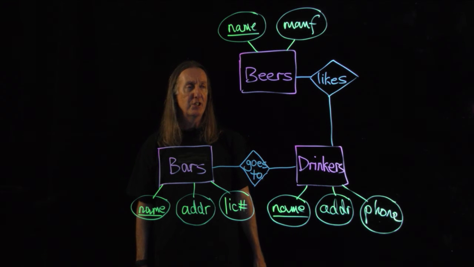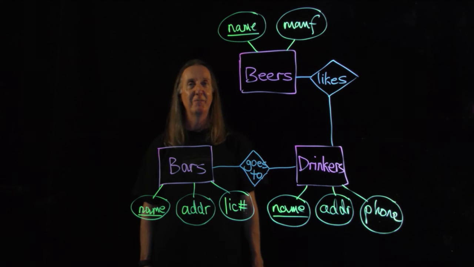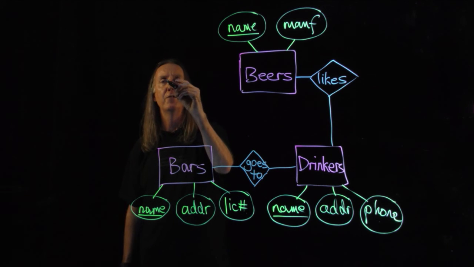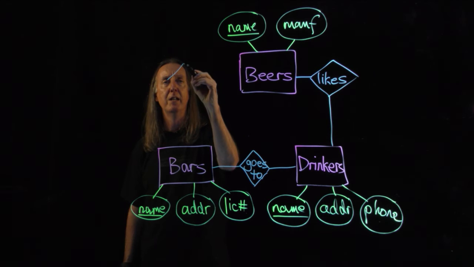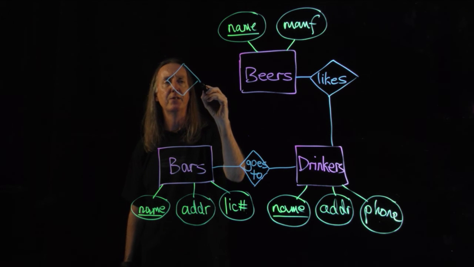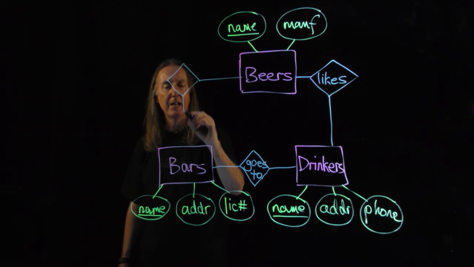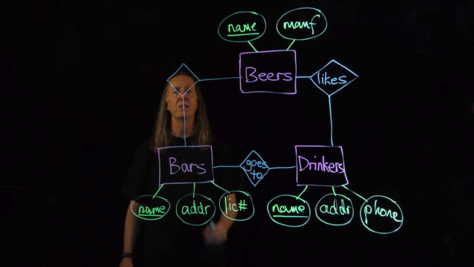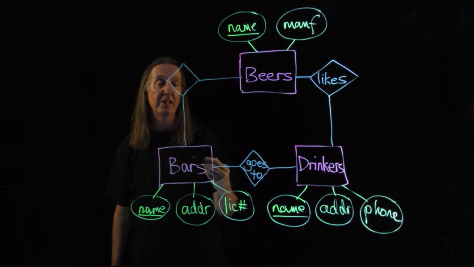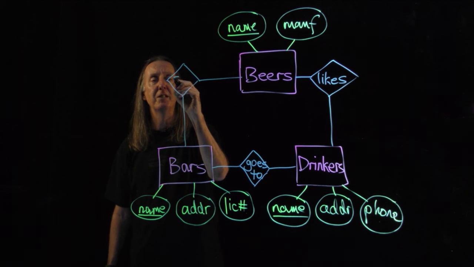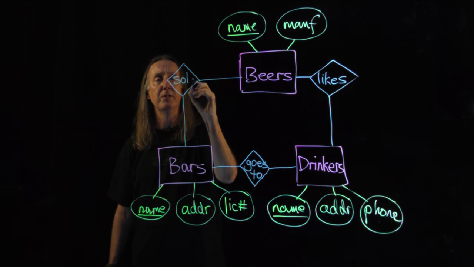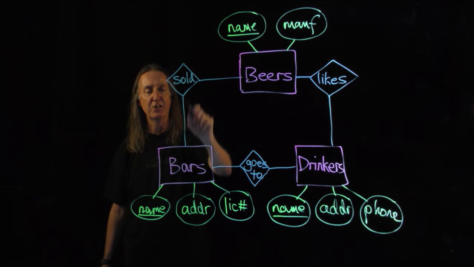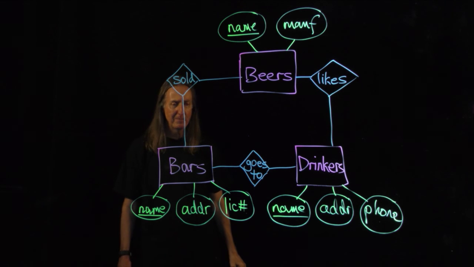The final relationship, we're running out of possible relationships that we can have between the entities in the system, but the final relationship is between beers and bars. And that relationship is to do with the fact that a particular beer is sold at a particular bar. And a particular bar sells a particular set of beers. So we'll have the sold relationship. A beer is sold at a particular bar.